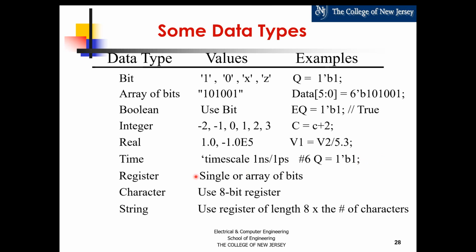So going down the line, how do you handle registers? Well, a register could be a single bit or it could be an array of bits. How do you handle characters? Well, that's an 8-bit register. How do you handle strings? Well, that's a very long register that has 8 bits times the number of characters for the length. So you can get around some of the restrictions and handle a lot of things.